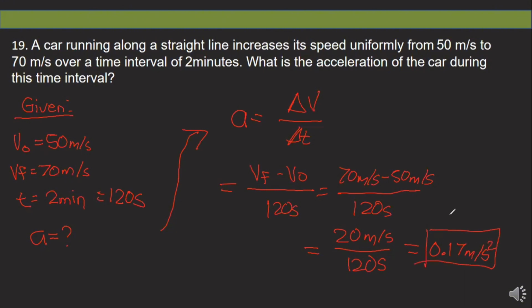Now, as you can see here, it's positive because the car is accelerating. As you can see, from 50, it became 70 meters per second. So we have a valid answer, which is 0.17 meters per second square.